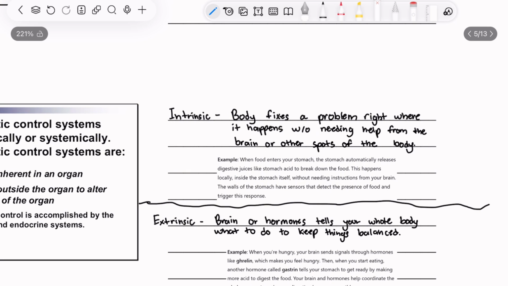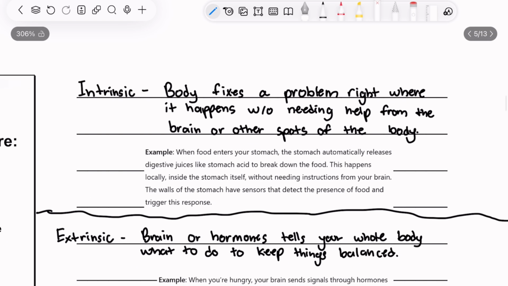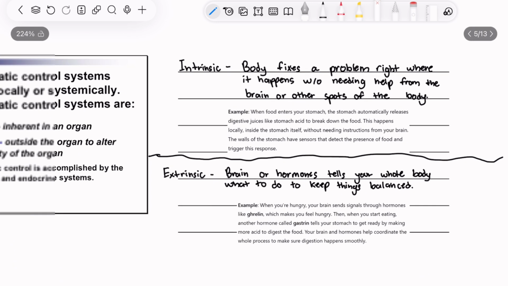Intrinsic, what happens is the body fixes a problem right where it happens without needing help from the brain or other parts of the body. So for example, when food enters your stomach, the stomach automatically releases digestive juices like stomach acids to break down the food. This happens locally inside the stomach itself without needing instructions from your brain. The walls of the stomach have sensors that detect the presence of food and trigger this response.